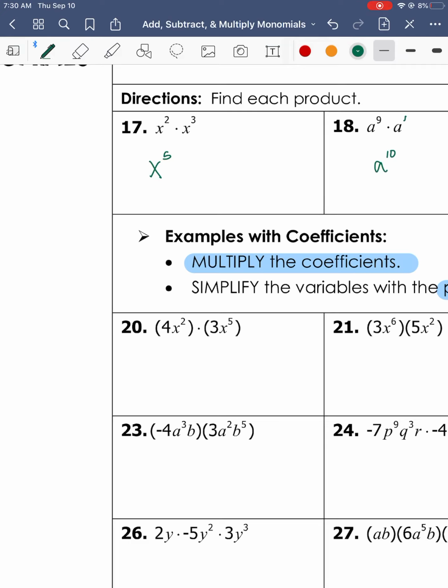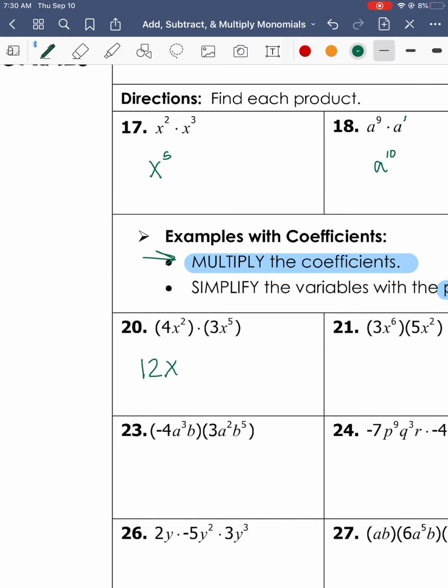4x squared times 3x to the fifth. We have the same base and they're being multiplied together. Okay, so we can use a product rule, but here first it says we're going to multiply the coefficients. The coefficients are 4 and 3. Okay, so let's do that really quickly. Multiplying the coefficients, 4 times 3 is 12. And then we're going to simplify using the product rule. So we have x squared times x to the fifth. So we have the same base, x, and then we're going to add the exponents together. That gives us x to the seventh.